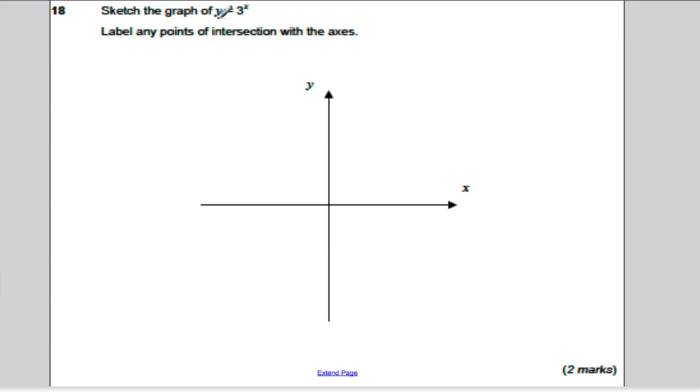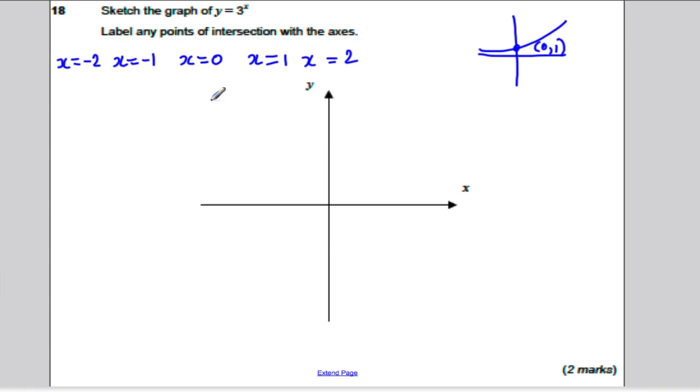And lastly, sketch the graph of y equals 3 to the x. Label any points of intersection. You could know this. Graphs of anything to the x always look like this, and they go through the coordinates 0, 1. But if you didn't remember that, you just plot various points. Choose x to be various things. Let's choose x to be minus 2, minus 1, 0, 1, 2, just to get us a starting point for this, and it will help us to see what's happening.